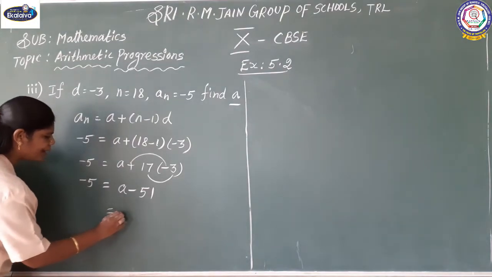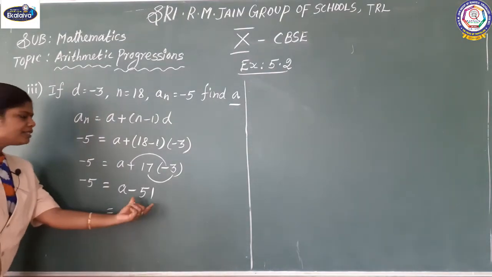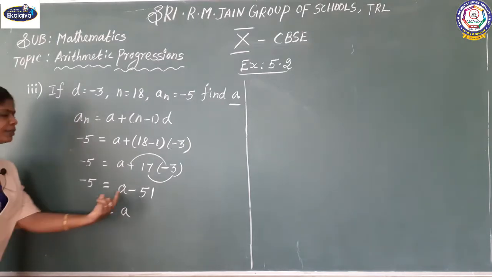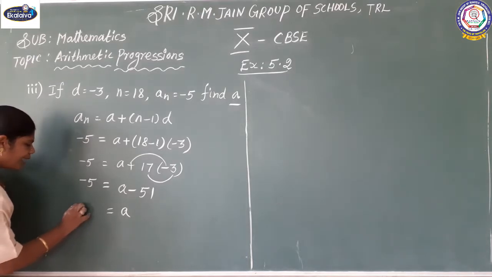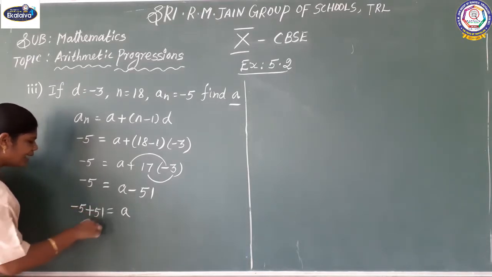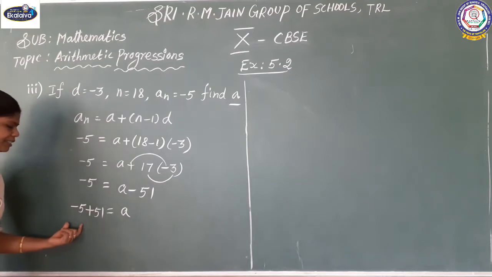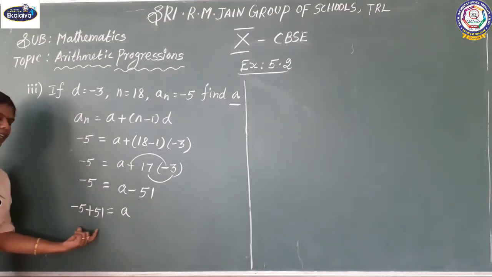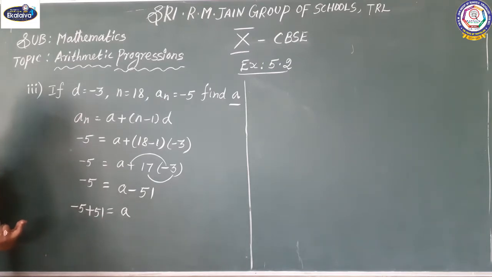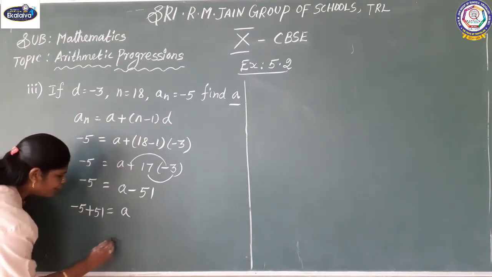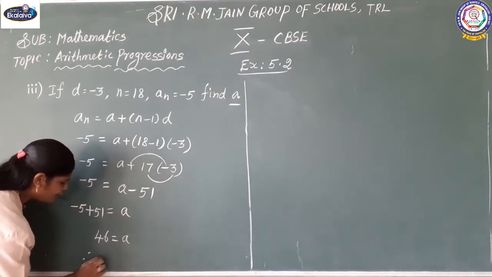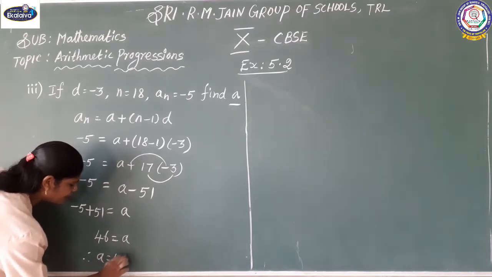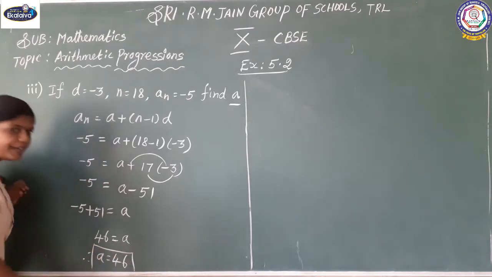We are going to find a, so keep it as it is, just this number alone you transfer. Subtraction will change to the other side as addition. So minus 5 plus 51. The signs are different, so we have to subtract. So 51 minus 5, what will you get? 46. Therefore, a equal to 46. What is the answer? Therefore, a equal to 46. Do you understand, children?